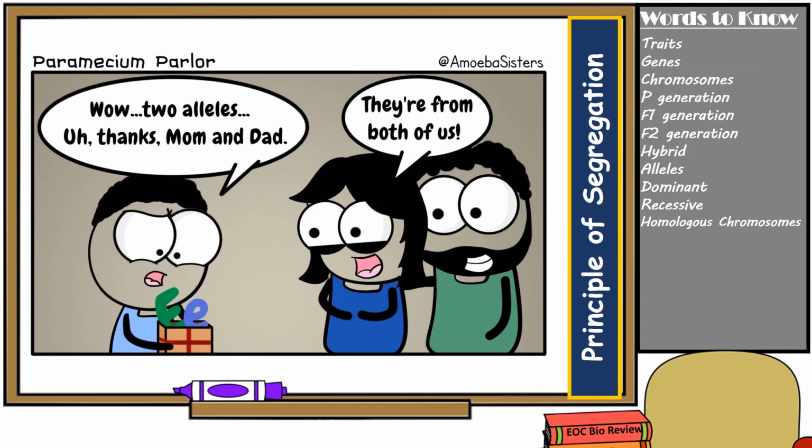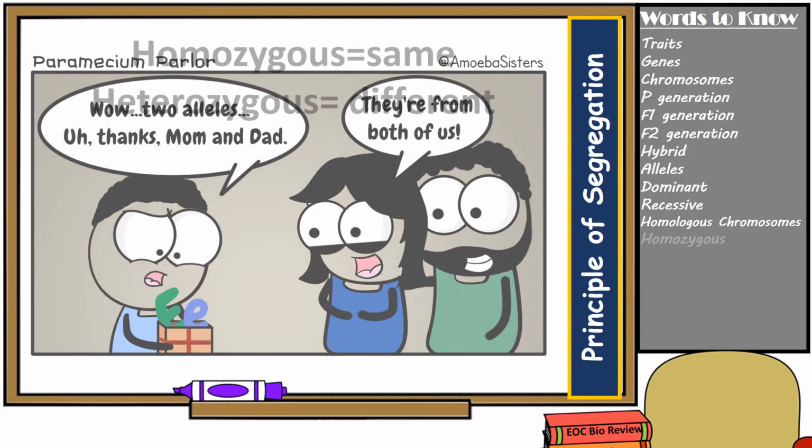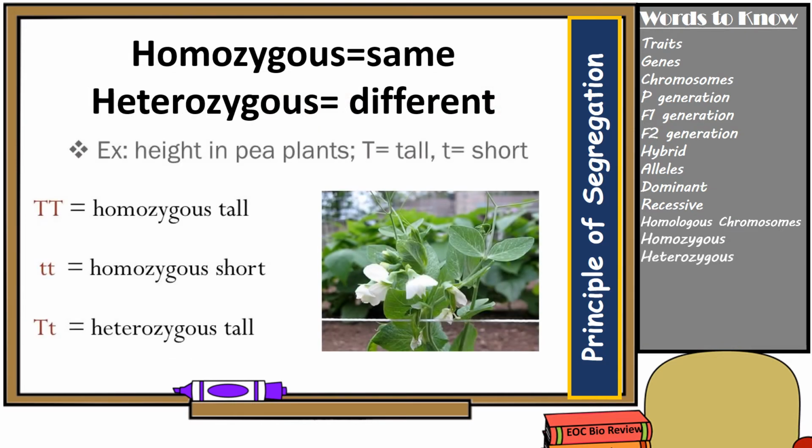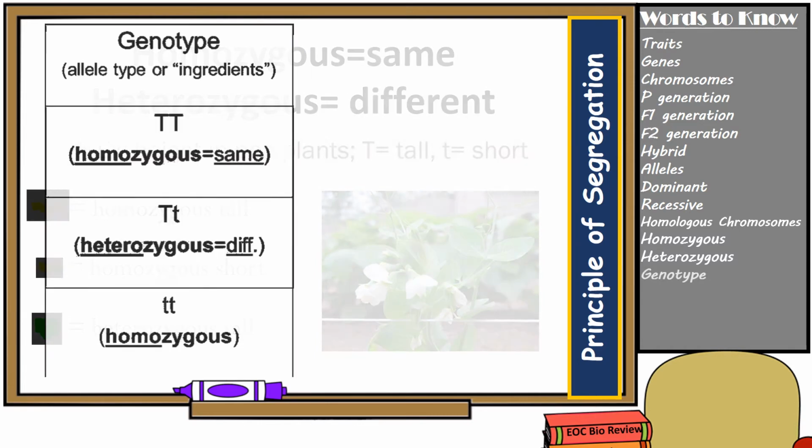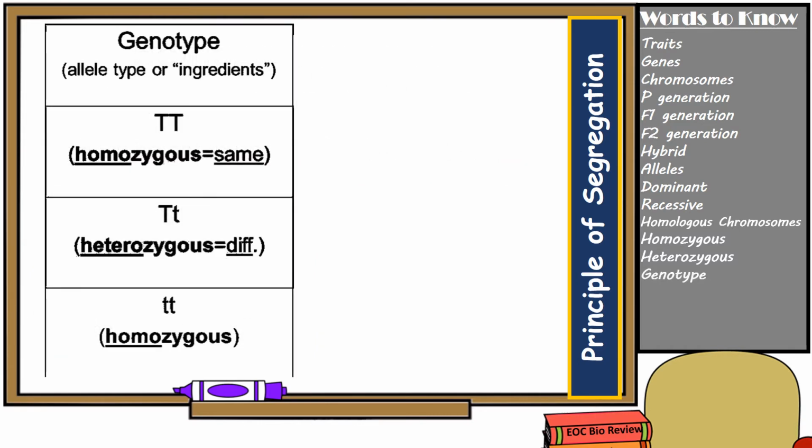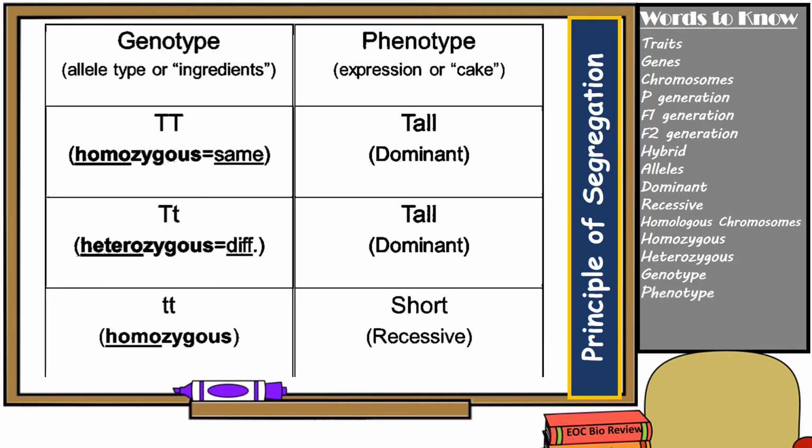The combination of alleles received may either be homozygous or heterozygous. Homozygous means that the 2 alleles are the same, either both dominant, 2 capital T's, or both recessive, 2 lowercase t's. Heterozygous, on the other hand, means that the 2 alleles are different, a capital T and a lowercase t. In other words, 1 dominant and 1 recessive. Now, we describe these combinations as genotypes, which are the genetic makeup of an organism.